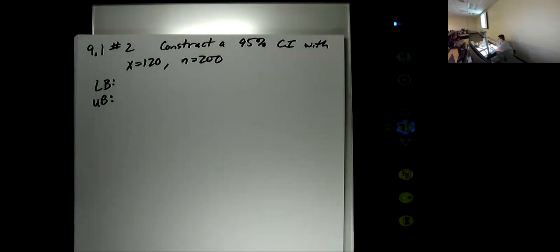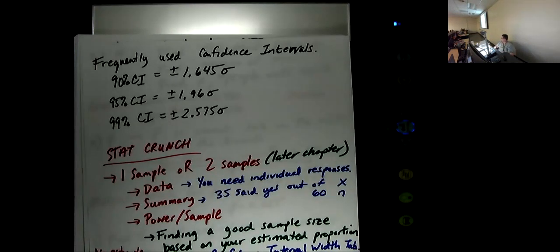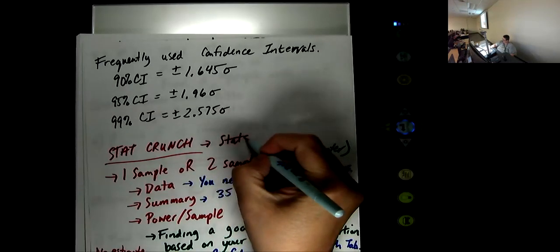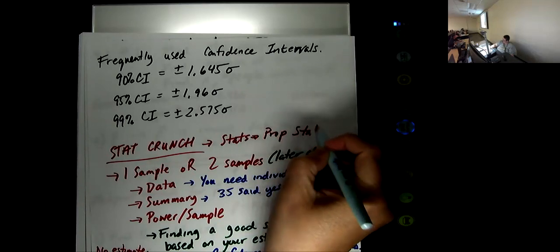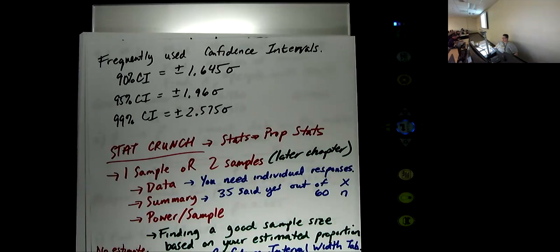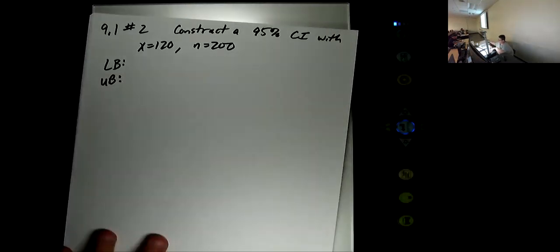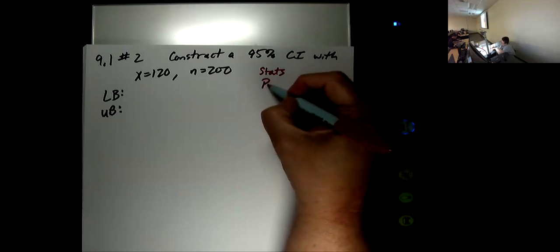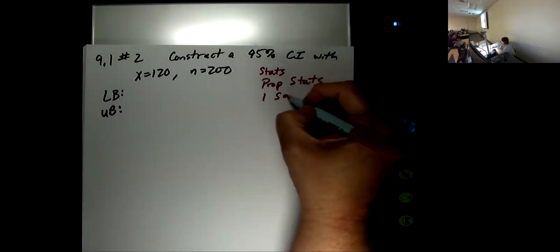I think I missed telling you something earlier. I totally did. The way to start this: Stats, proportion stats, then one sample. My bad. Okay. So stats. Proportion stats. One sample. We have summary.